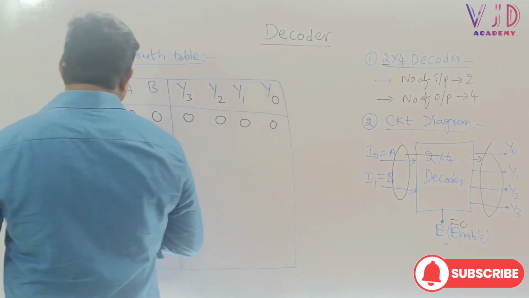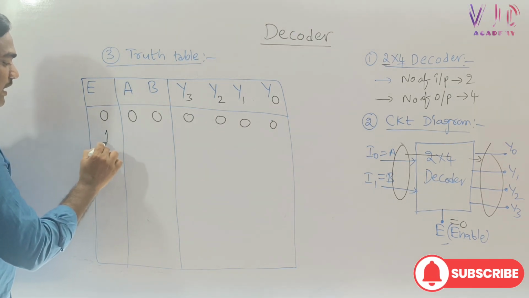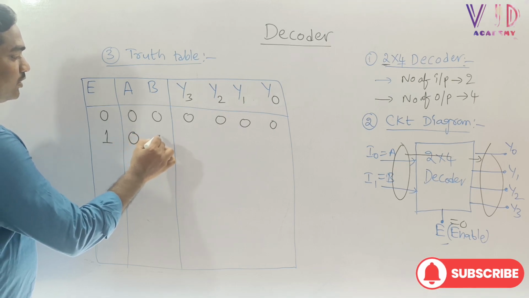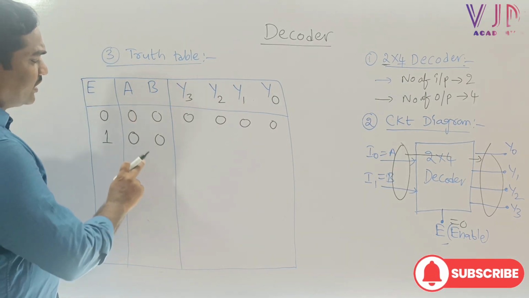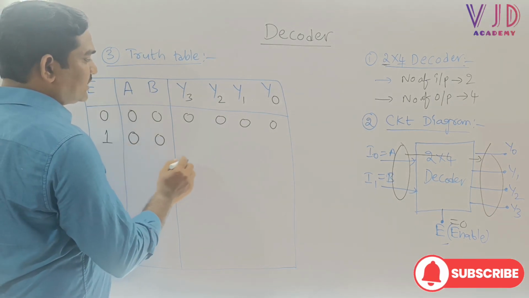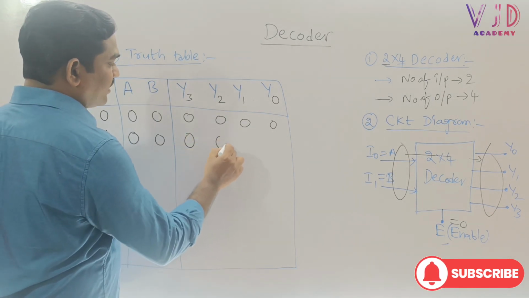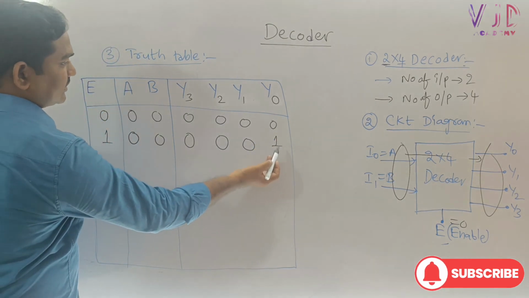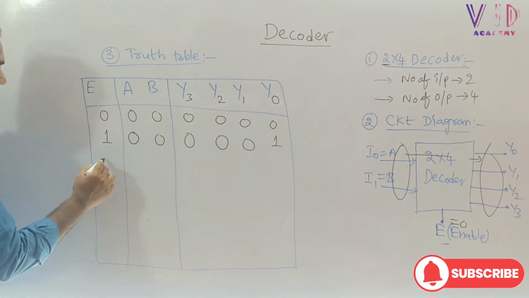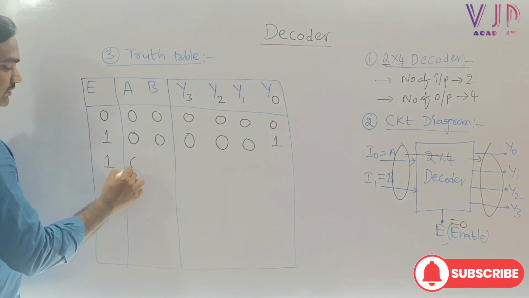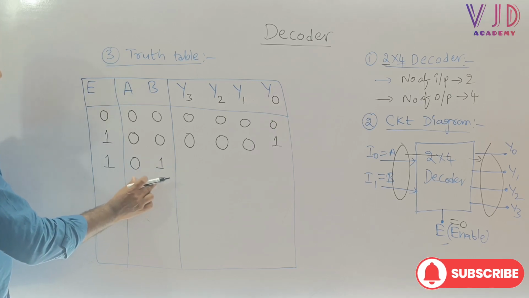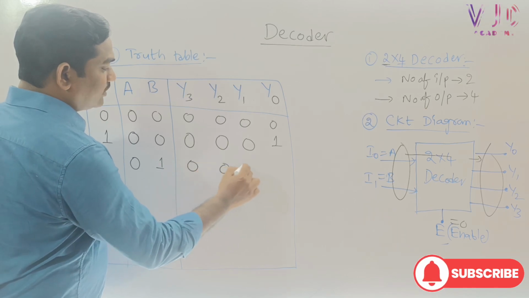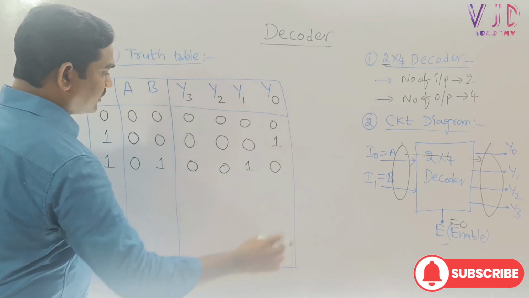Sir, the moment I make enable input equal to 1, and apply inputs 0, 0, we get Y3 0, Y2 0, Y1 0 and the output is 1 at Y0. Now enable pin is 1 and the input is 0, 1, binary data input 1, and the output will be 0, 0, and Y1 will be selected and all others are zeros.